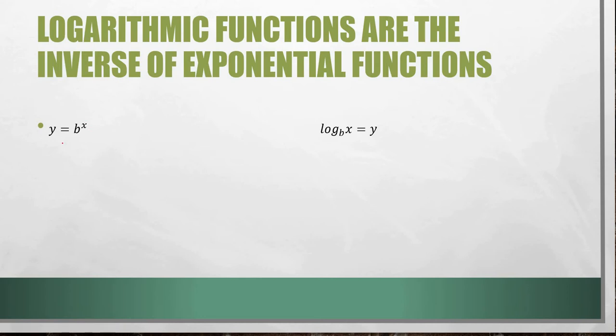So if I have an exponential function, y equals b to the x, and a log function, log base b of x equals y, these are inverses of each other. Remember we talk about rewriting this log in exponential form? It would be b to the y equals x. You can see that that is the inverse of my original exponential. So anytime we have inverse functions, they undo each other.